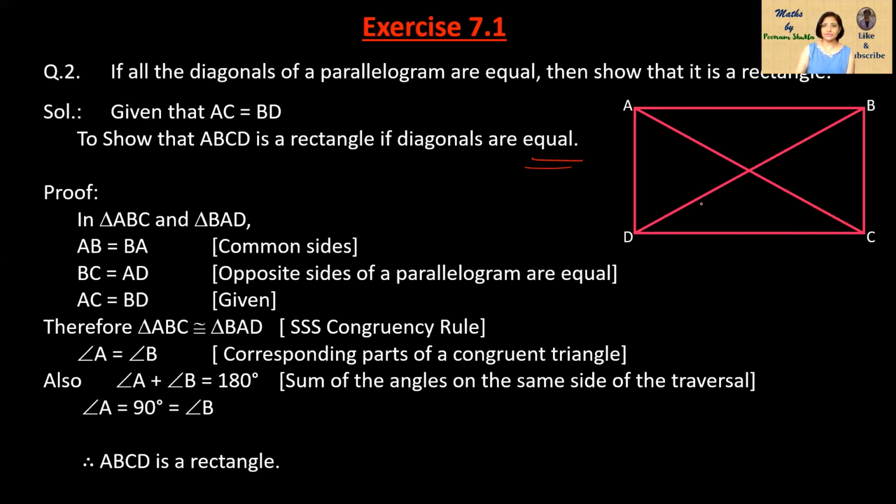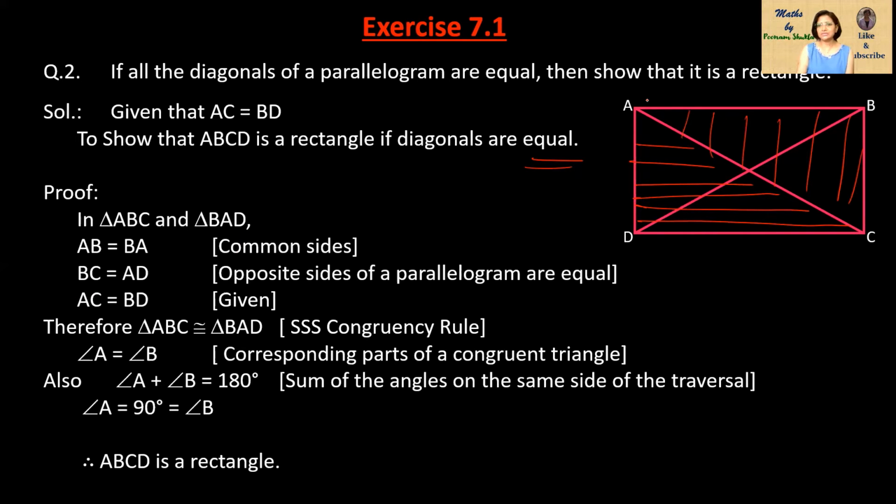So we will take two triangles, triangle ABC and triangle BAD. We are taking these two triangles. Here AB equals BA, this is the common side for both. BC equals AD, because opposite sides of a parallelogram are equal. AC equals BD, it is given. Therefore, triangle ABC is congruent to triangle BAD by the SSS congruency rule.